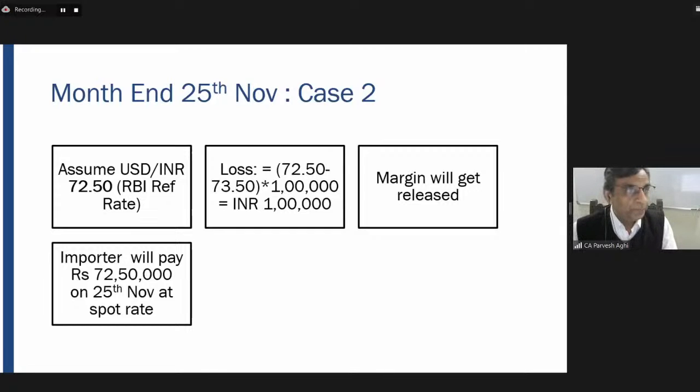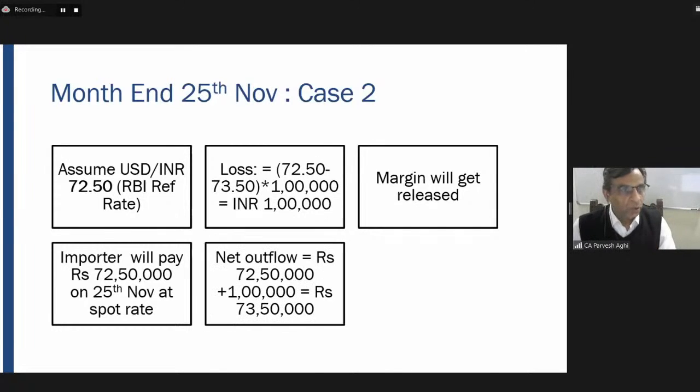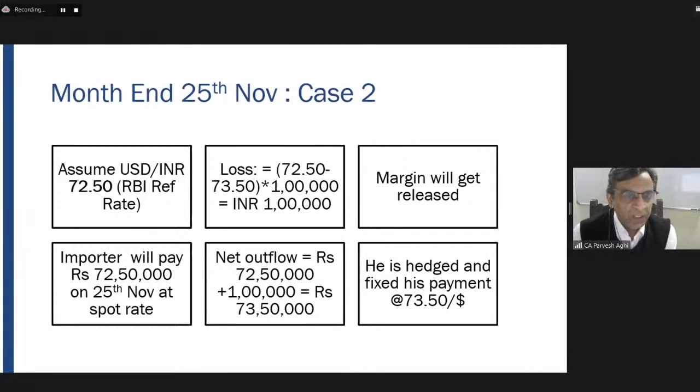So now importer, when he is making a payment, he pays only 72,50,000 because the spot rate today is 72.5. So he goes to the bank and says, okay, I have to make a payment. How much I have to make? He says, okay, you have to pay 72,50,000. But what happens since he has lost 1 lakh rupees in the stock exchange? So we add to it, so the net outflow would be, that means he's hedged. So whatever happens to the exchange rate, his total outflow will be 73.50 per dollar.